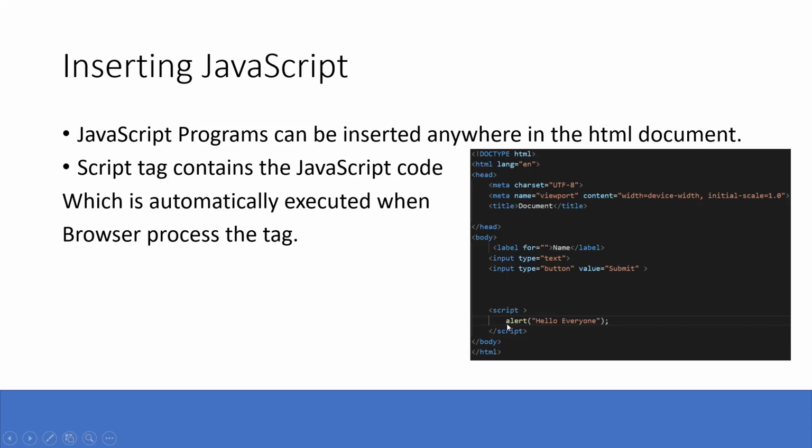So if we place the script tag anywhere, it could lead to some problems. That means we want something to happen but it may not work as you are thinking, so it is better to place the script tags just right above the closing body tag. Script tag contains JavaScript code which is automatically executed when browser processes the tag. So whenever browser processes this HTML document, then the JavaScript code will be executed.